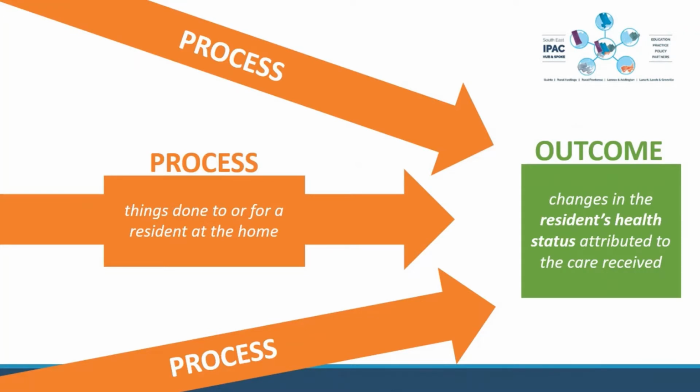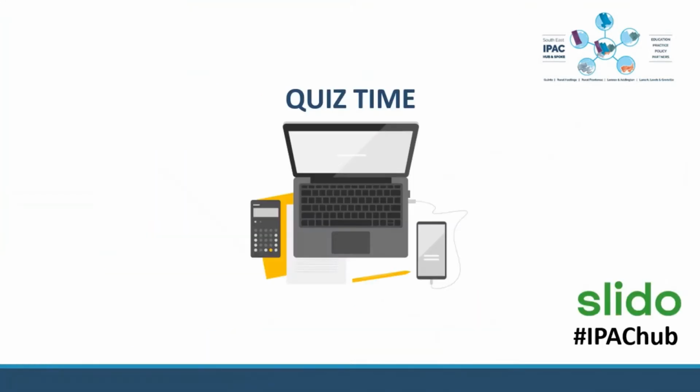Therefore, when we're monitoring the results of actions related to infection control practices and monitoring infection control practices, we can make improvements that improve the outcomes to protect the residents, staff, and visitors. So I'll hand it over to Dana just to incorporate some more Slido quiz questions related to indicators.